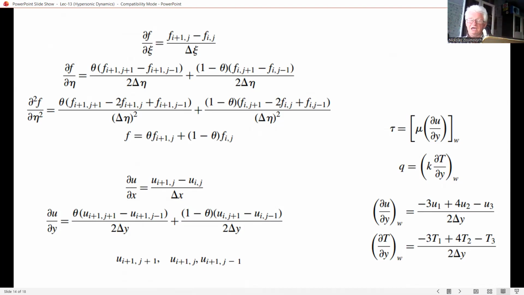In particular, if theta equals 1/2, the scheme becomes the well-known Crank-Nicolson implicit procedure. And if theta equals 1, the scheme is called fully implicit. This implicit scheme results in a large system of simultaneous algebraic equations, the coefficients of which constitute block tridiagonal matrices.